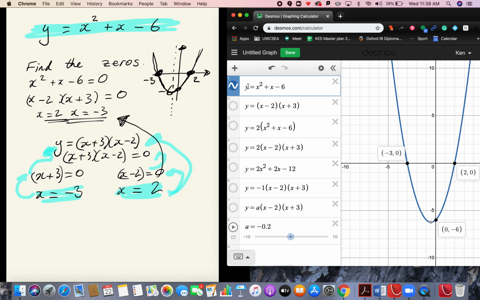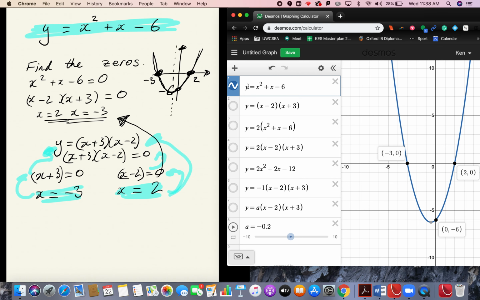But the problem is that there are other graphs that will also have the zeros at negative 3 and 2. And I'll give you a picture here. Okay, can you see the green graph now? So the green graph seems to be a lot steeper, but it still goes through the same zeros, but it has a different y-intercept. Okay, so same zeros, but a different y-intercept.